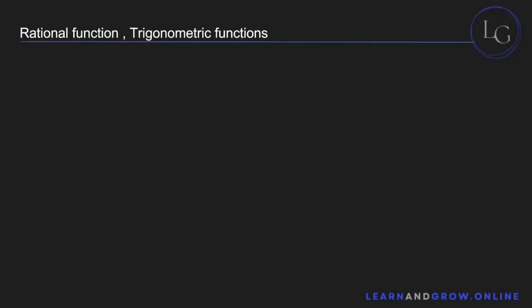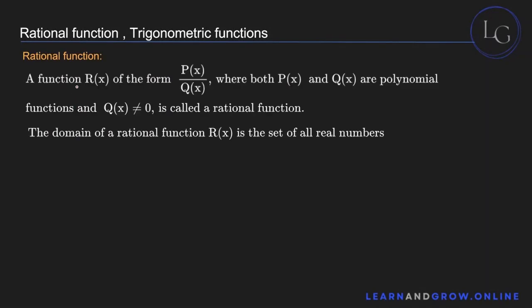Now let's talk about rational functions and trigonometric functions. So a rational function r of x can be written in this form. Basically r of x is equal to a function p of x divided by another function q of x, right? And both p of x and q of x are polynomial functions, and q of x must not be equal to 0. So these are the conditions: one, that p of x and q of x are polynomial functions, and q of x must not be equal to 0. In that case, it is called a rational function.